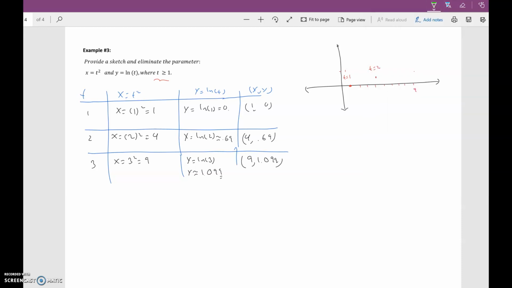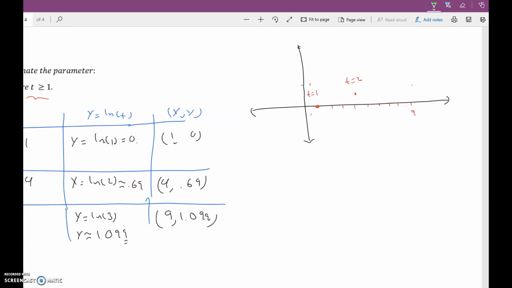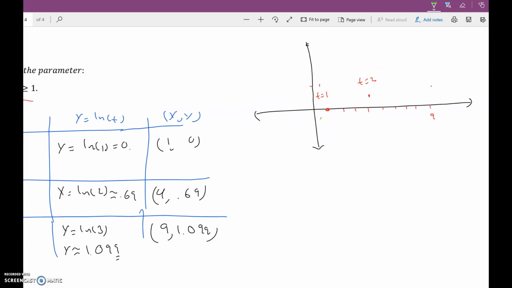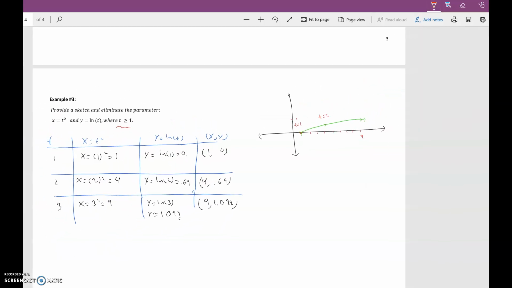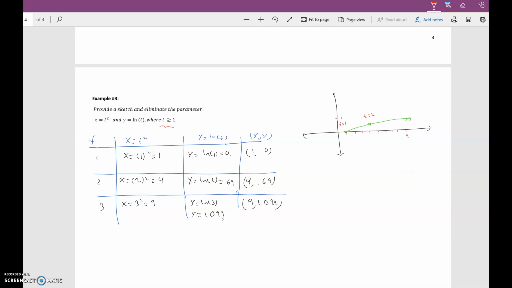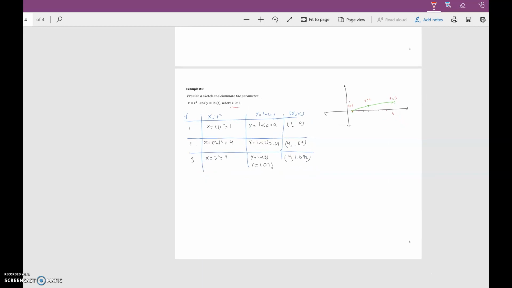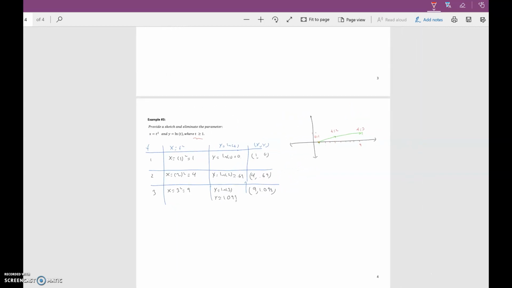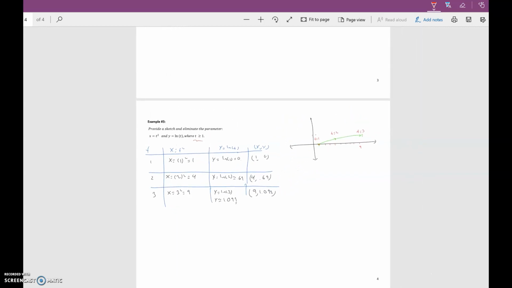And this particular one actually starts at t is equal to 1. So it goes in this direction. And then the last one that was calculated was t is equal to 3. Okay, so that would be the sketch. 3 coordinate points is sufficient.